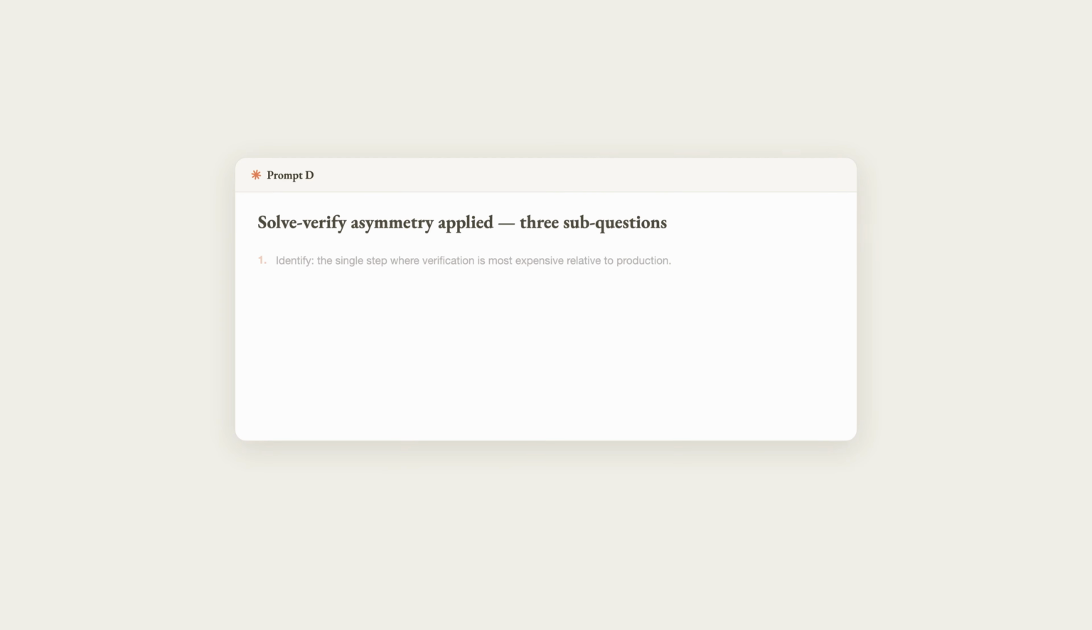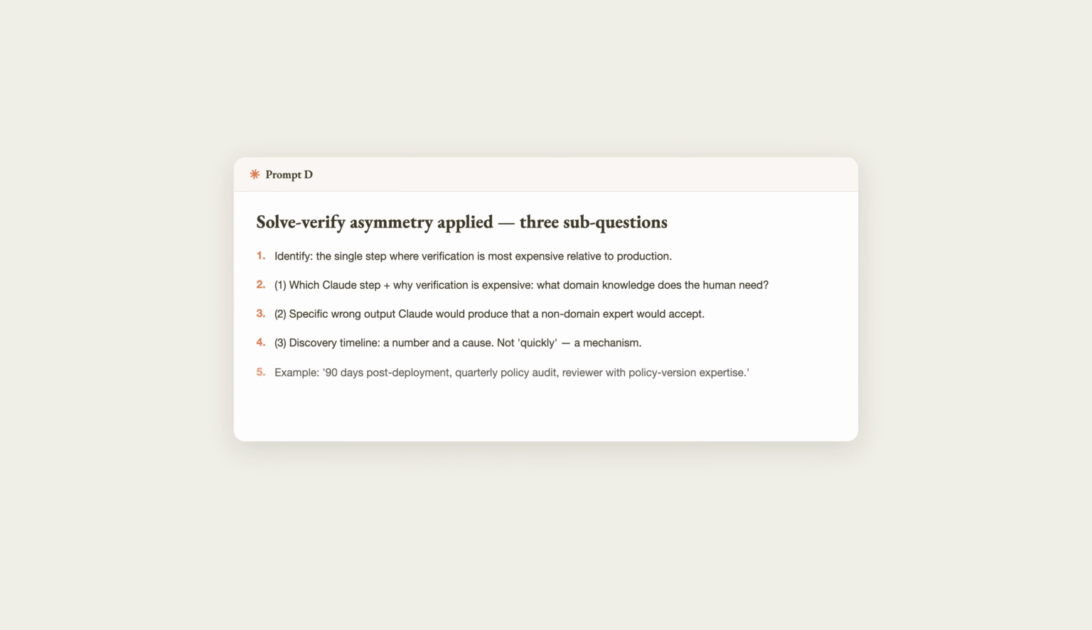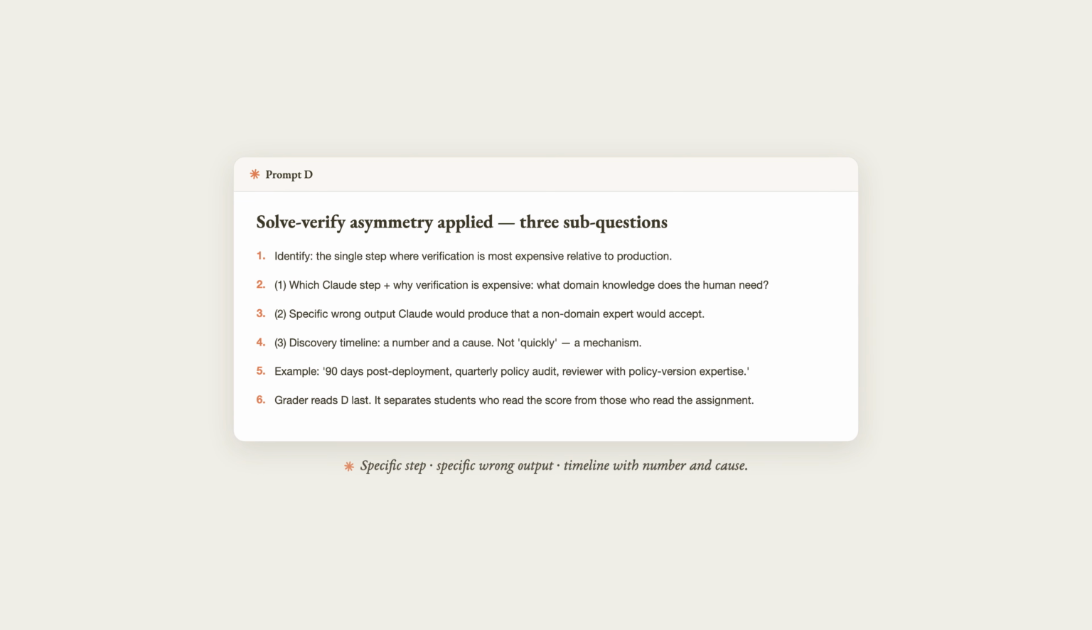Prompt D is where most students lose points. It applies the solve-verify asymmetry from episode 3 to a specific step. The requirement: identify the single step where verification is most expensive relative to production. Then answer 3 sub-questions with specificity. 1. Which Claude step is it, and why is the following verification expensive? What domain knowledge does the human need to run the check correctly? 2. What specific wrong output would Claude produce at that step that a developer with general technical skill but not domain expertise would accept without catching? 3.